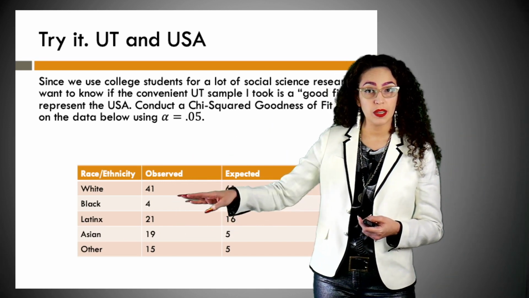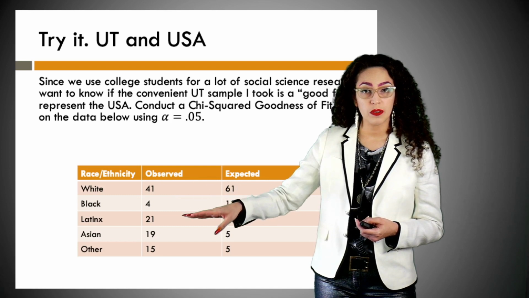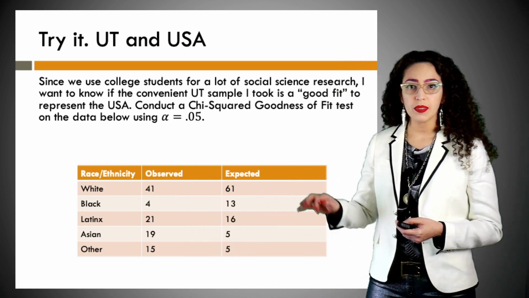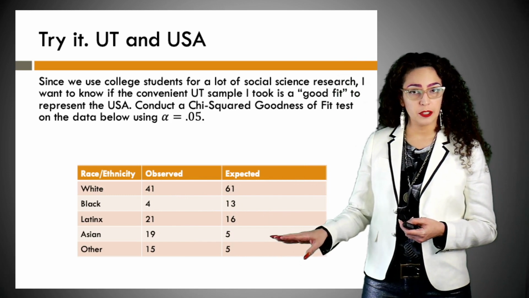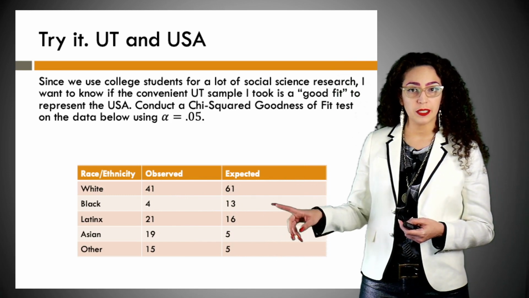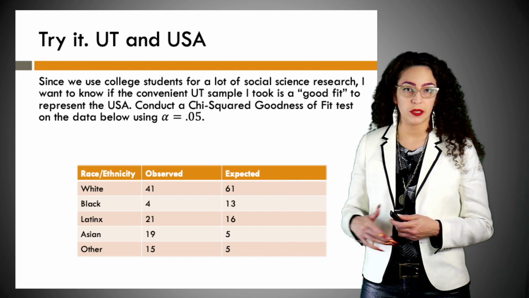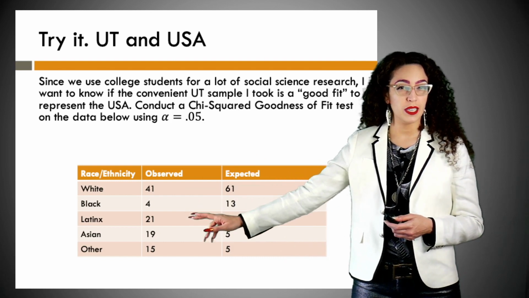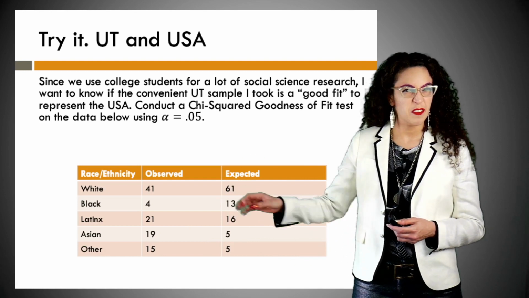We had 41% white, 4% black, 21% Latinx, 19% Asian, and 15% other. This is what we would expect in the US population: 61%, 13%, 16%, 5%, 5%. Do you think that this is going to be a good representative sample for this? Do you think it's going to fit well?